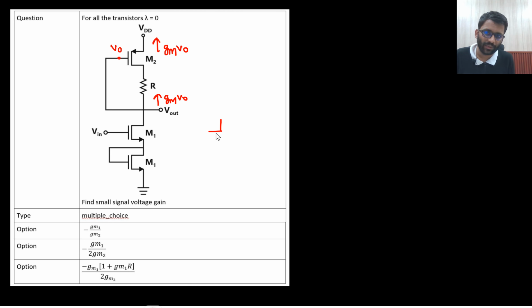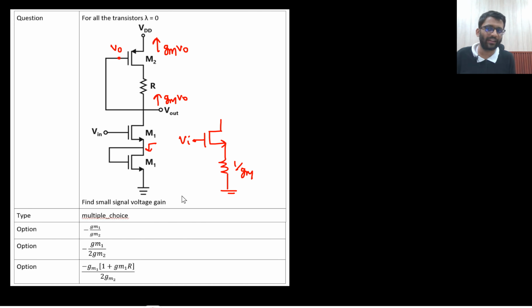Now what this will be replaced with? The upper one, the lower one. This is your Vin, and this will be simply replaced with 1 by gm, right? From here to here, from downward, what do you see? 1 by gm parallel r0, but r0 is not there, so it will be replaced with 1 by gm.